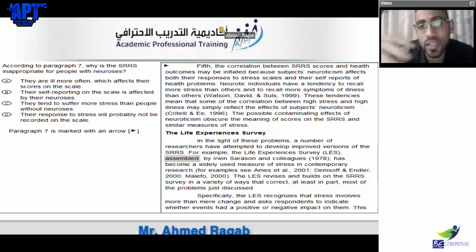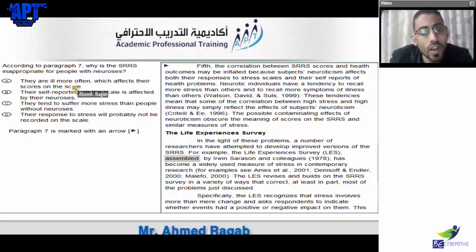So we've solved about 3 passages today. Normally in the exam you will have 3 passages like this, with questions and answers. If we're talking about this one here, we have to read according to paragraph 7.